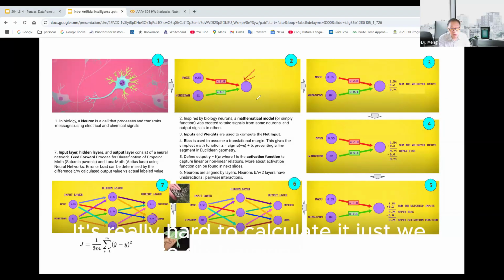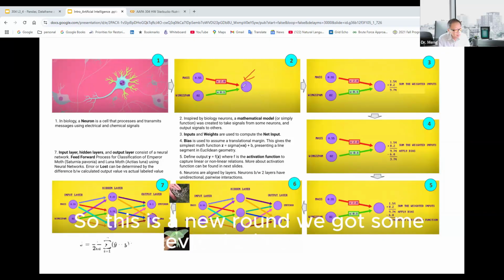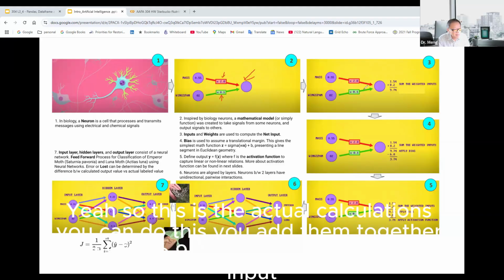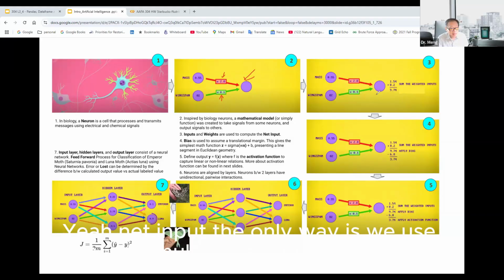Just we have to do training. That's why. So this is a neuron. We got some inputs, whatever the inputs, we got some weights. This is called the weights, right? So this is the actual calculations. You add them together, that would be 9.74. That would be the net input. The only way is we use this kind of formula, right?